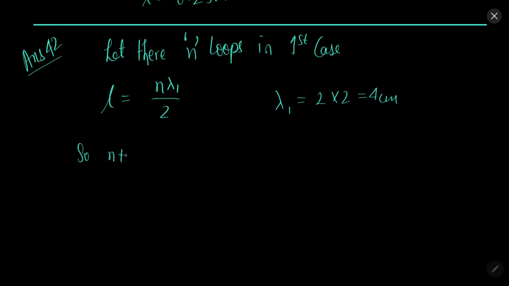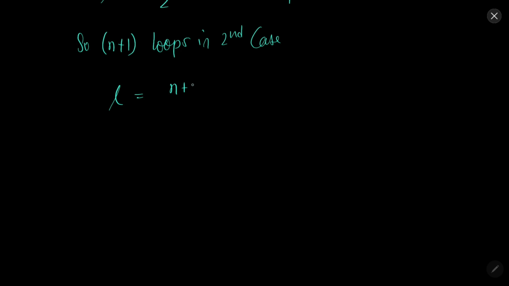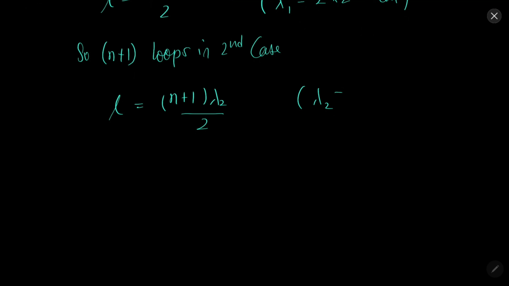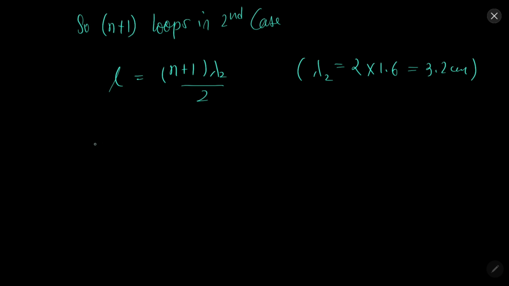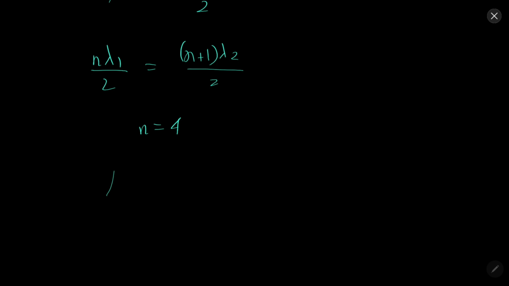So let there be n plus 1 loops in second case. Length is n plus 1 lambda 2 by 2. Lambda 2 will be 2 into 1.6, that is 3.2 centimeter. So n lambda 1 by 2 equal to n plus 1 lambda 2 by 2, which will give us n equal to 4. So length will be n lambda 1 by 2, which will come out to be 8 centimeter.